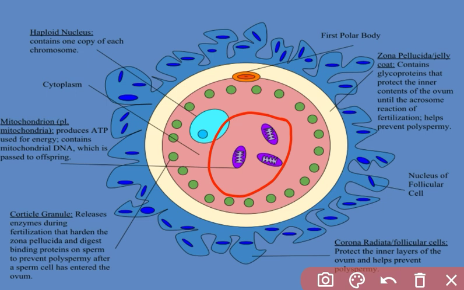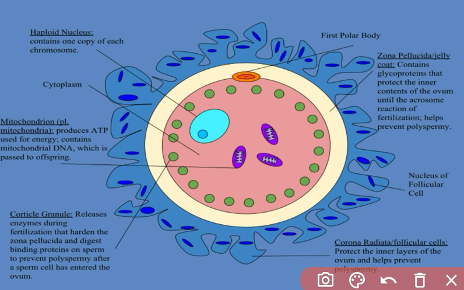Then there is a layer of granules known as cortical granules, and these cortical granules release enzymes known as cortical enzymes during fertilization. These enzymes harden the zona pellucida, and because of the hardening of the zona pellucida, it inhibits polyspermy after the entry of a sperm cell into the ovum.